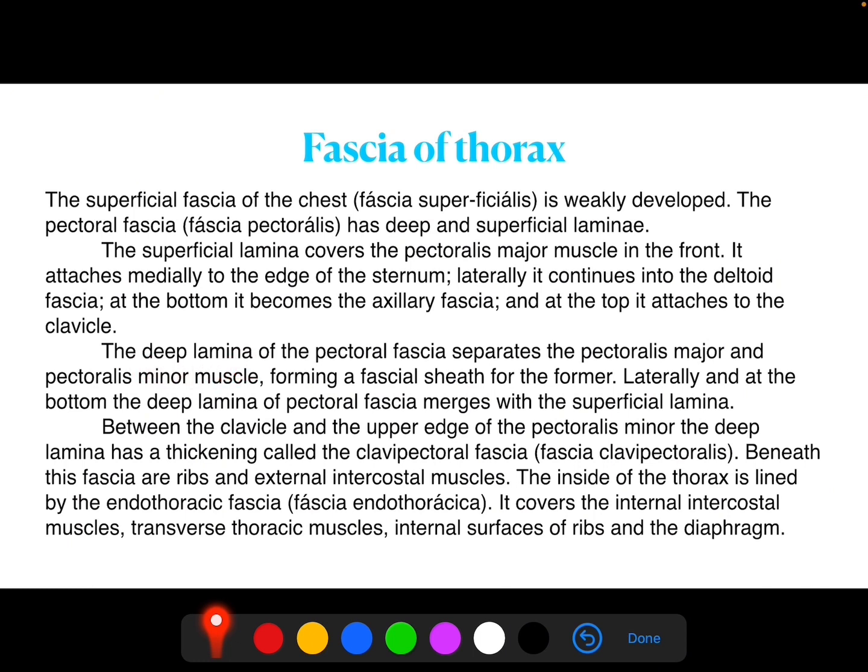The deep lamina of the pectoral fascia separates the pectoralis major and pectoralis minor muscle, forming a fascial sheath of the former. Laterally and at the bottom, the deep lamina of the pectoral fascia merges with the superficial lamina. Between the clavicle and the upper edge of the pectoralis minor, the deep lamina has a thickening called the clavipectoral fascia. Beneath this fascia are ribs and external intercostal muscles. The inside of the thorax is lined by the endothoracic fascia. It covers the internal intercostal muscles, transversus thoracis muscles, internal surface of the ribs, and the diaphragm.